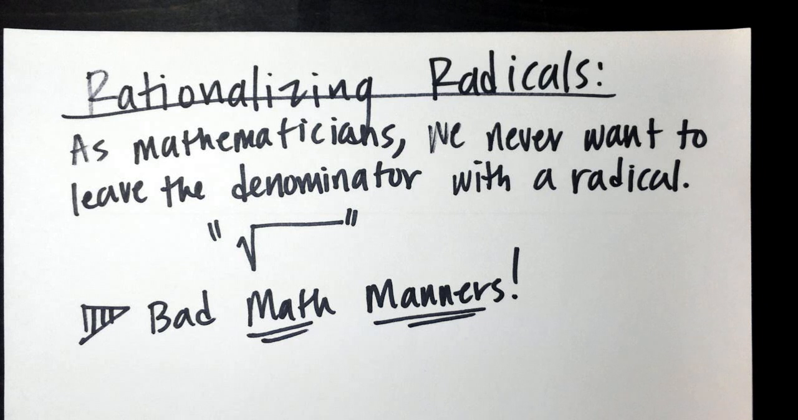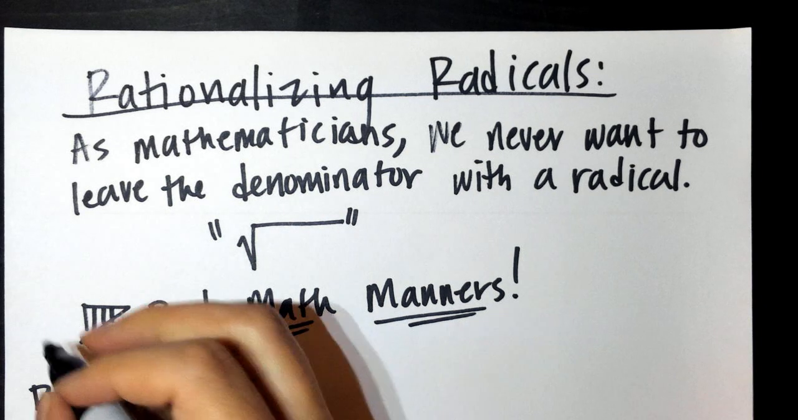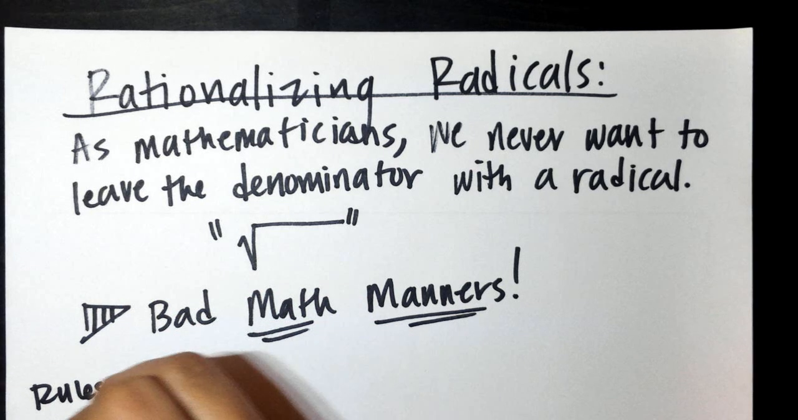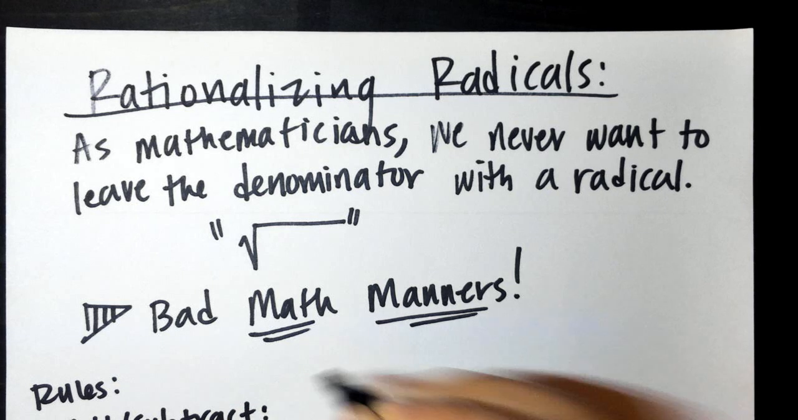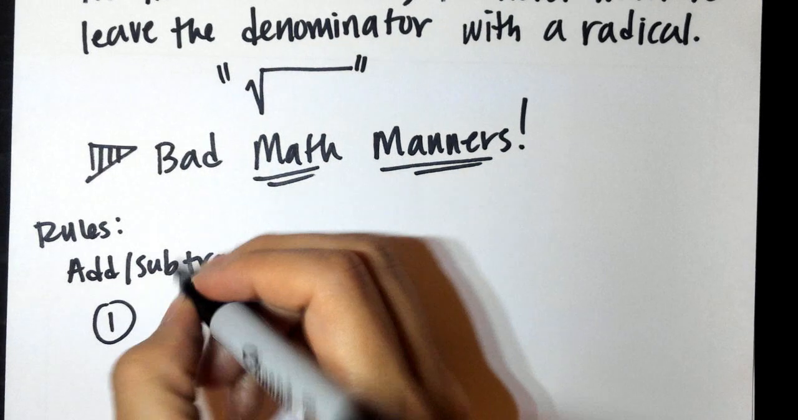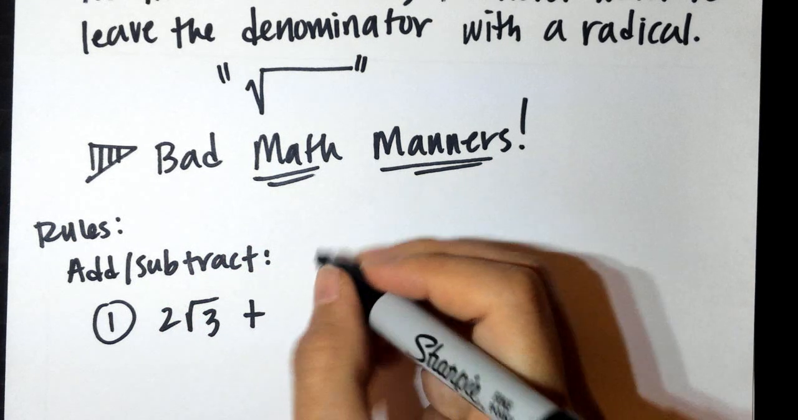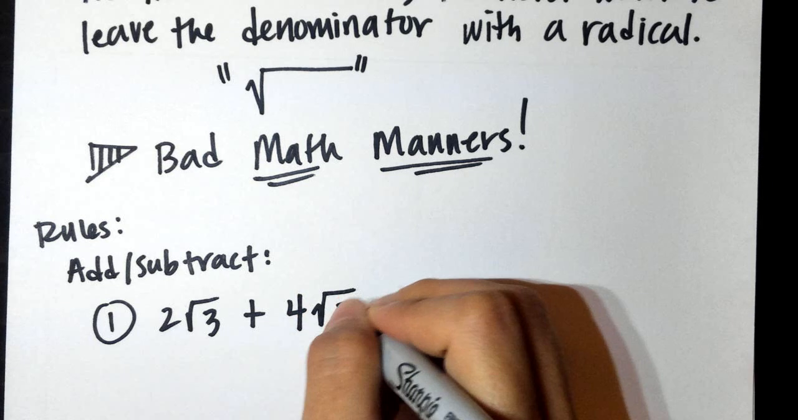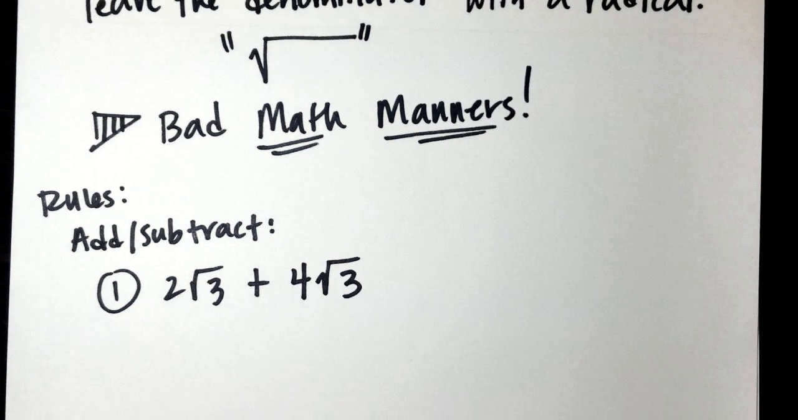So before we even do that, I'm going to give you guys some rules for adding and subtracting, and multiplying and dividing. So when we add and subtract radicals, for instance, I'll do a little sub-example, number 1. If I have 2 square root of 3 plus 4 square root of 3. I'll give you guys a couple seconds to write that.